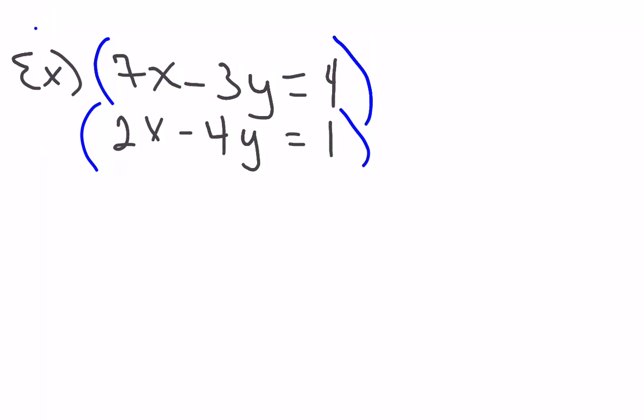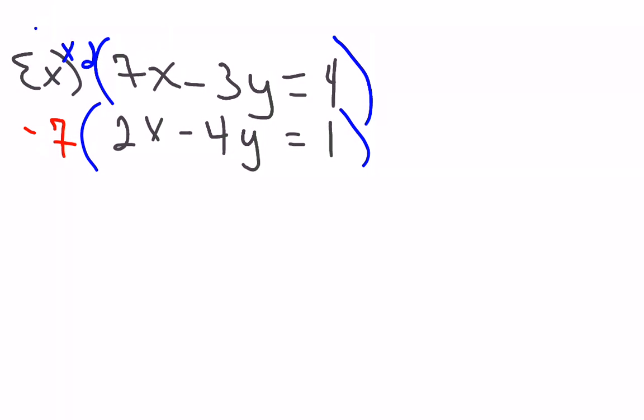So the top one I'm going to multiply by 2, because 2 times 7 gives me 14. The bottom I'm going to multiply by 7. But I'm actually going to multiply by a negative 7, because again, I want to be able to add them. Adding them is much easier than trying to keep track of subtraction.